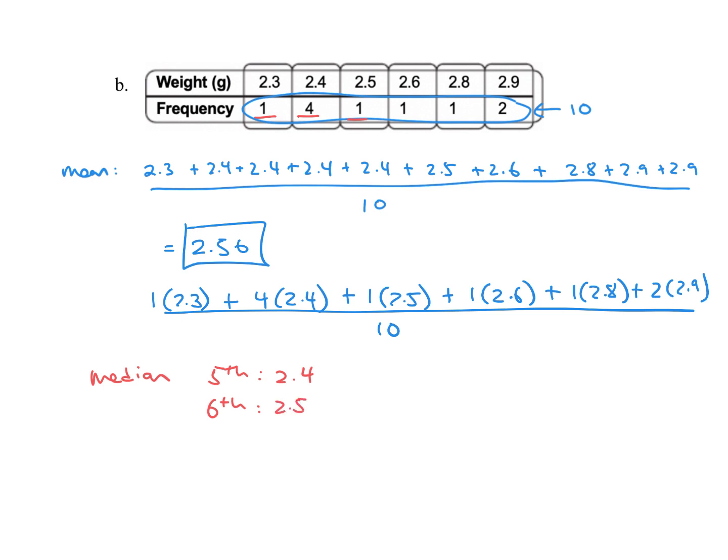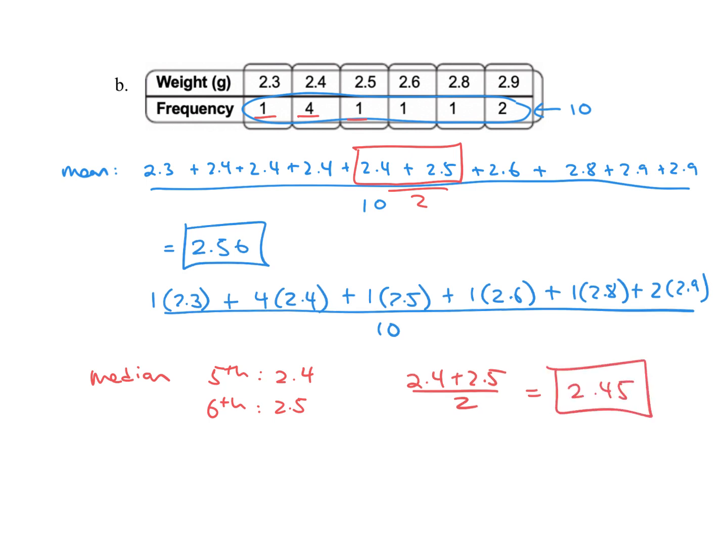And since those are my two middle numbers for my median, I'm going to do 2.4 plus 2.5 divided by 2. If I had listed them all out, I would have seen that those are my two middle numbers, which I add together and divide by 2. And that gives us 2.45 for the median. And the mode, the one that shows up the most, well, 2.4 showed up 4 times, so the mode is 2.4.